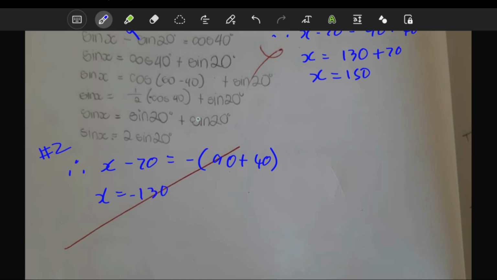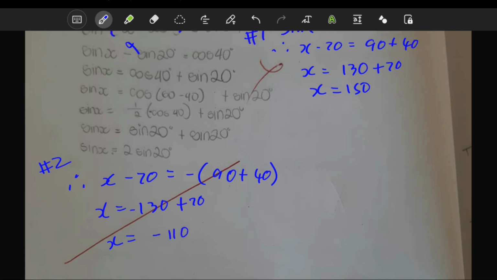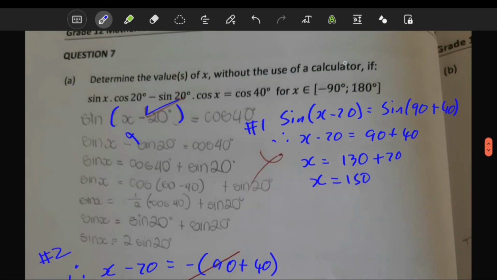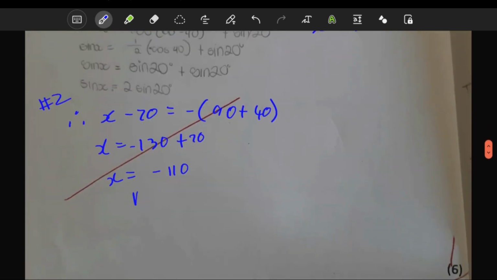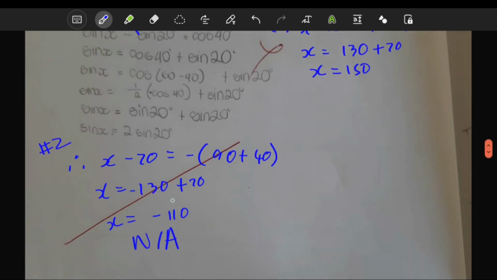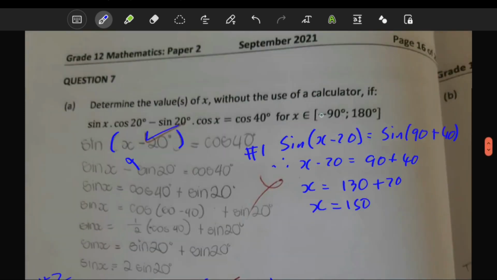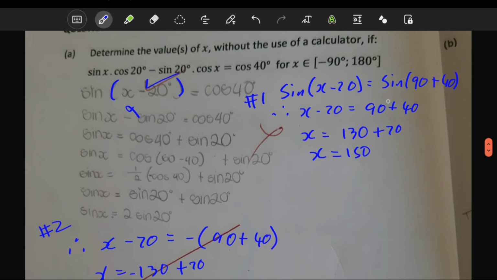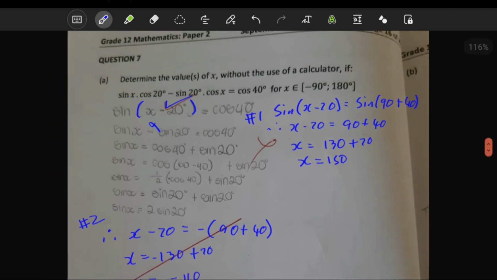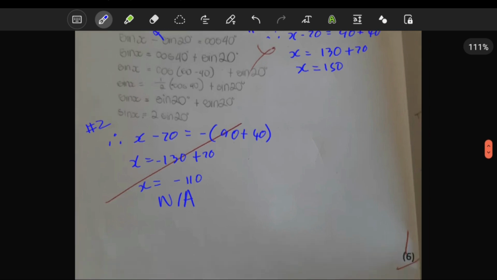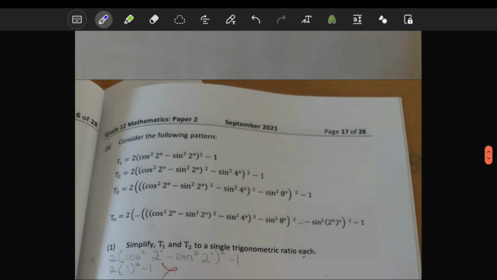And the 20 is going to go over. You're going to have x here is equal to what? Negative 110. And then here you have an x is equal to like 150. But you see here, they said between negative 90 and 180. So it means that this one is not applicable, because it is below the negative 90. So 150 is between negative 90 and 180, and these will be your two answers. This you have to put there, otherwise you're going to get penalized.